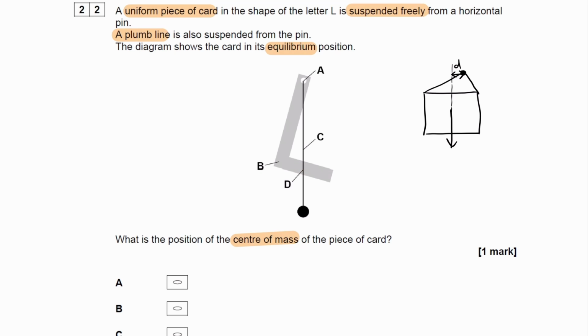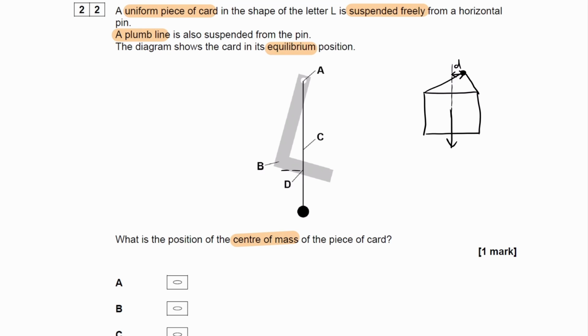Nor can it be at D. It can't be at D because if I were to draw a horizontal line, what we can see is that beneath point D we have this much card, and the area of the card is proportional to the mass, as it's a uniform piece of card. And above point D we have this much card. So there's a lot more card above D than there is below. And for that reason, D would not be the center of mass of the card. It would in fact be C.